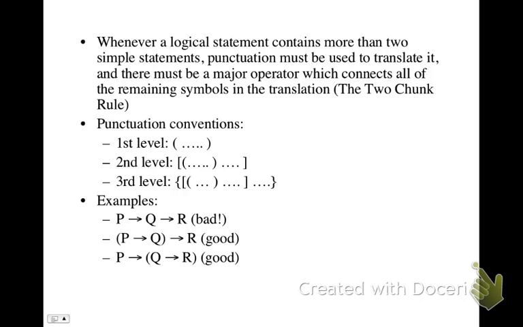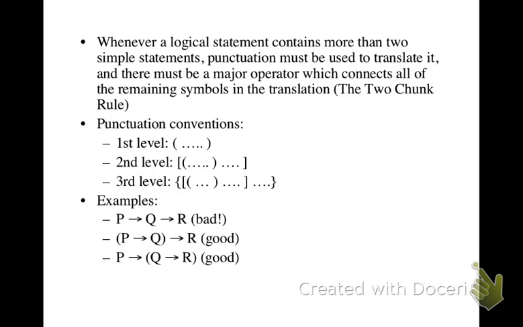Okay, so here are some examples of formulas that require punctuation. If we have the formula P arrow Q arrow R with no punctuation, that's bad because we can't tell what's the major operator at this point. There's two arrows and neither one seems to be the major operator. And you can see it breaks the two-chunk rule because we've got three chunks. We've got the P chunk, the Q chunk, and the R chunk. So we need punctuation in that sentence in order for it to be syntactically correct.